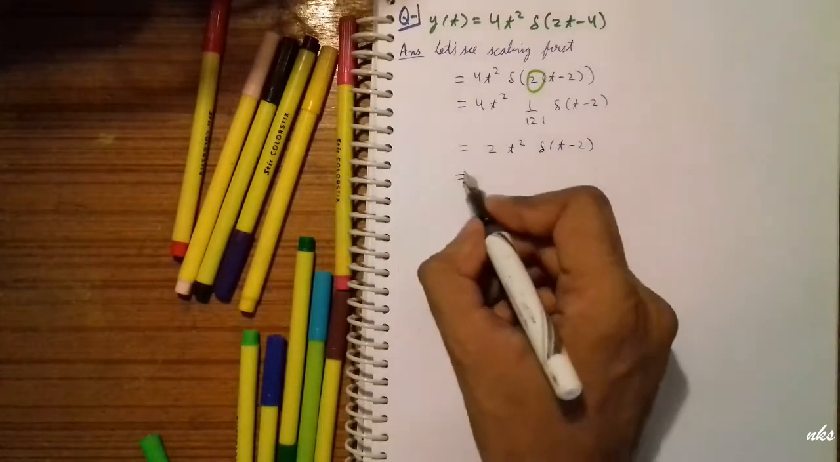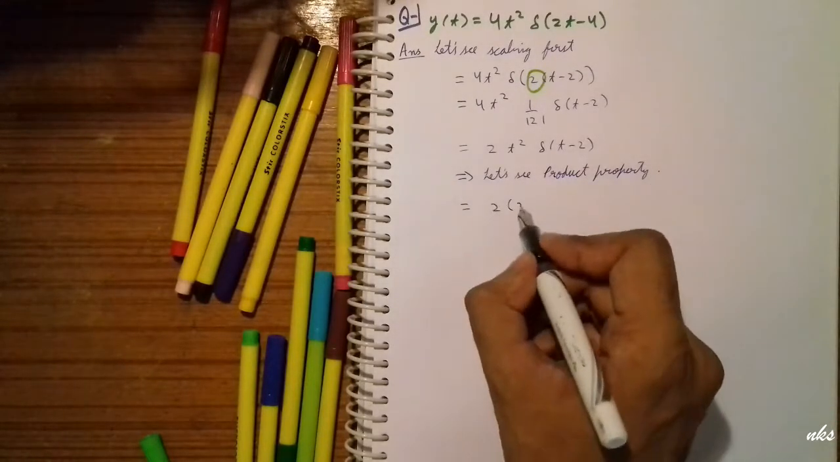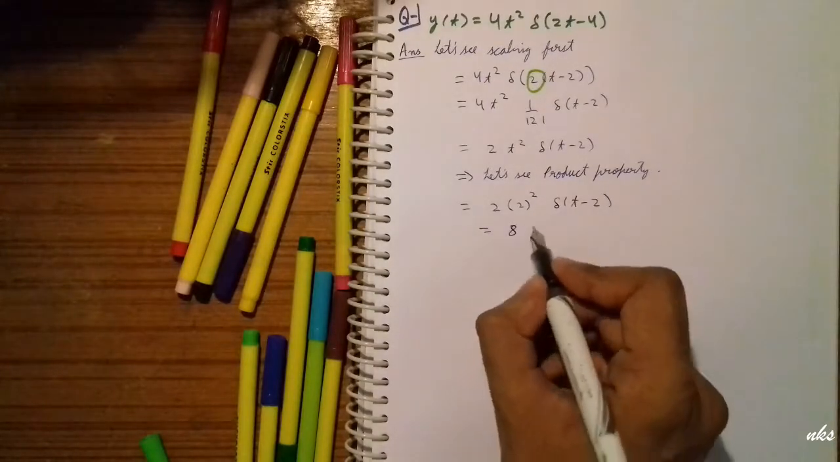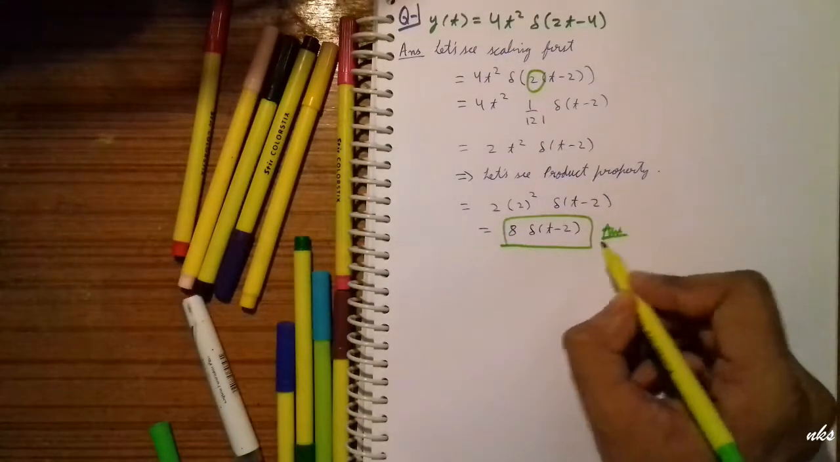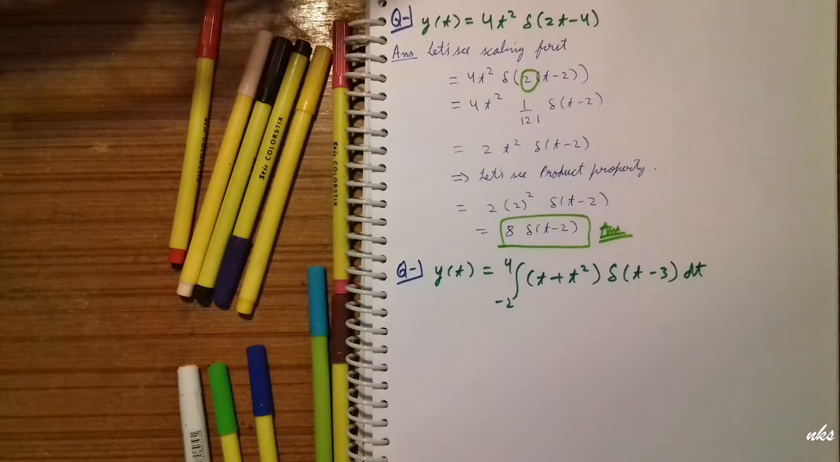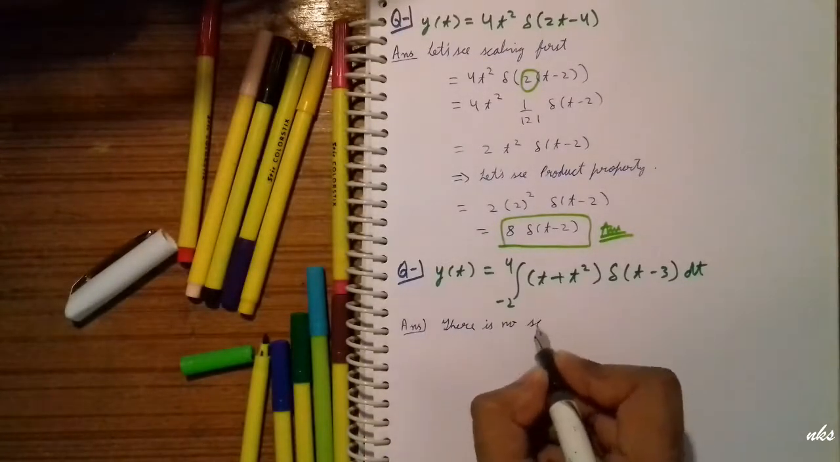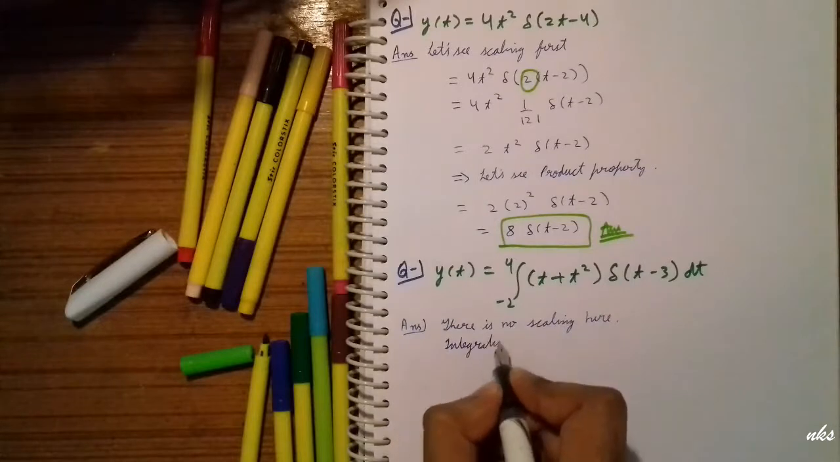Now we will see the product property. Using the product property we can write it like this, as the impulse lies at t equal to 2. So the answer is 8 into δ(t − 2). Now let us see the next question: integration from −2 to 4 of (t + t²) into δ(t − 3) dt. See, here there is no scaling, but we can see the integration there. So we will use the shifting property.